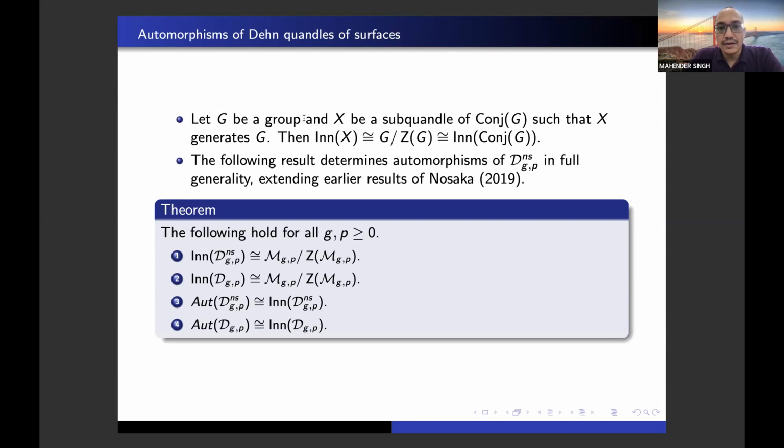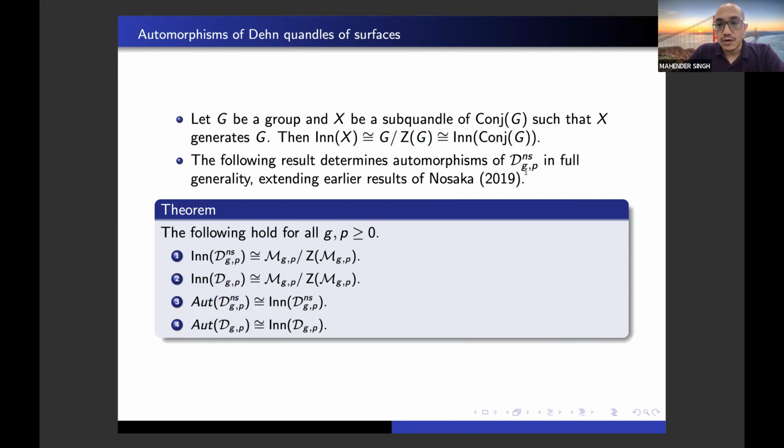So if you have a group and X a subquandle of its conjugation quandle such that the subquandle as a set actually generates the group, then it's very easy to show that the inner automorphism group of this quandle is simply the central quotient, which of course is isomorphic to the inner automorphism group of the conjugation quandle, which is a rather trivial fact. But this isomorphism can be deduced from an observation by Takefumi, which takes motivation from the construction of augmented quandles. So I will not get into that, but using these observations, it's fairly easy to deduce that the inner automorphism group of DGP non-separating is just the central quotient of the mapping class group. Inner automorphism of DGP, including all kinds of curves and arcs, is also the same. And in fact, the automorphism groups are also the same.